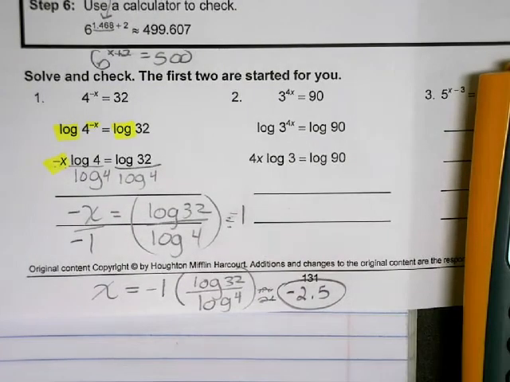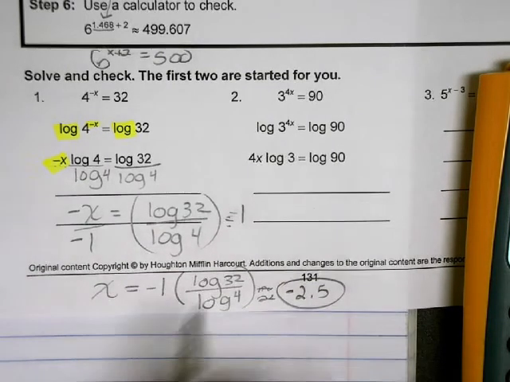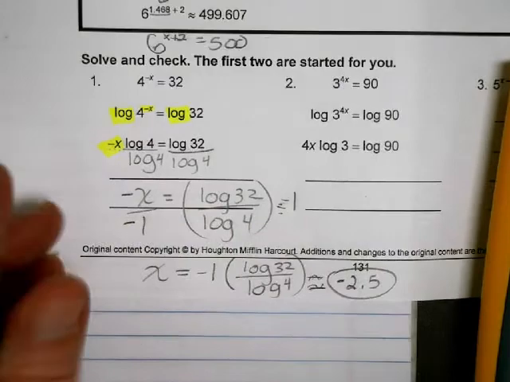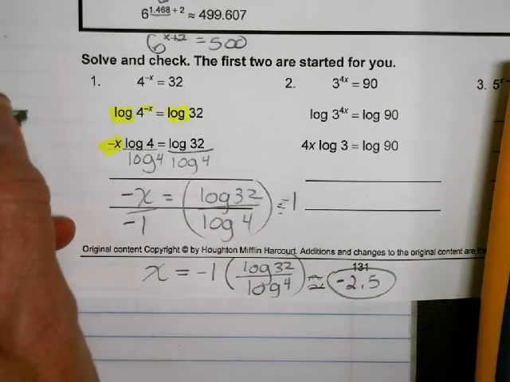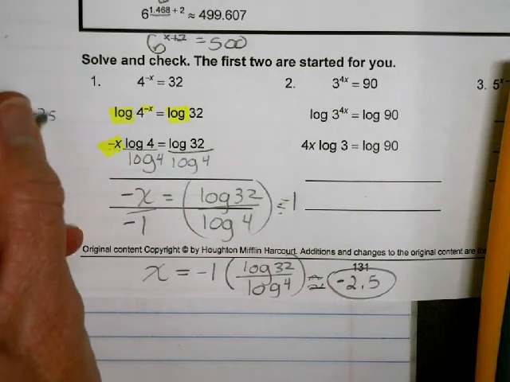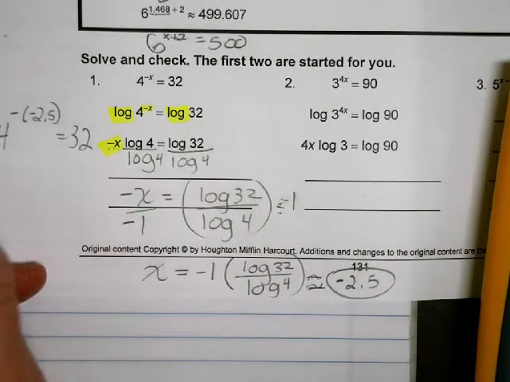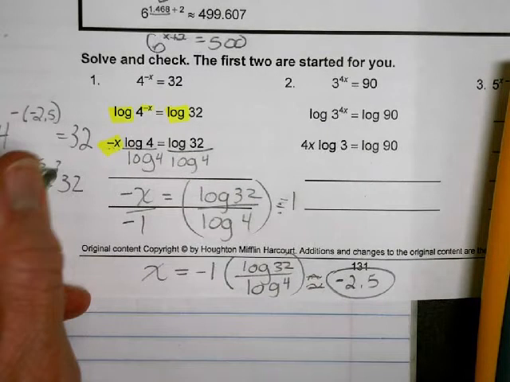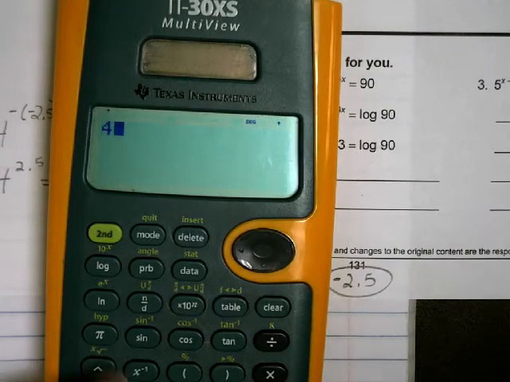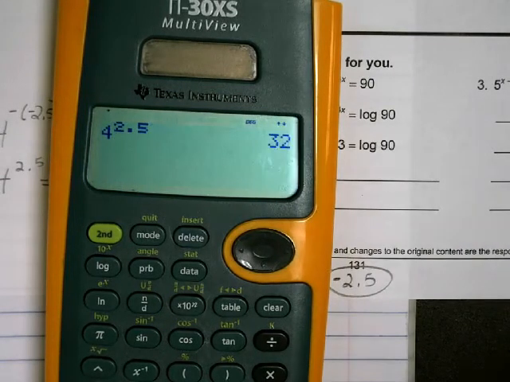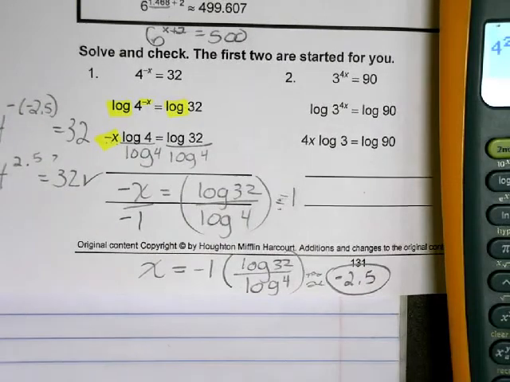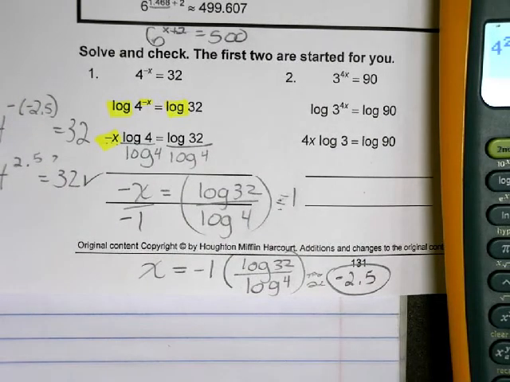-2.5. Oh, looky there. It was exactly -2.5. When I put it in the calculator, it didn't have to round it. How do I know if that's right? I can go over here in my exponent, the negative of -2.5, 32. So 4 to the 2.5, is that 32? Put it in. 4 to the 2.5. Yep. Sure. I know my two answers are right.